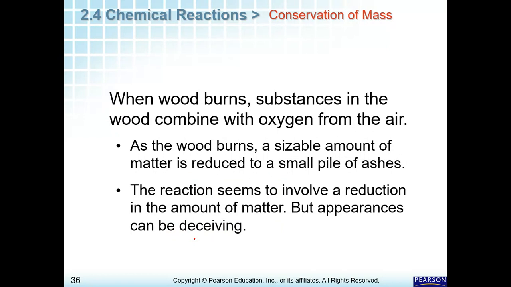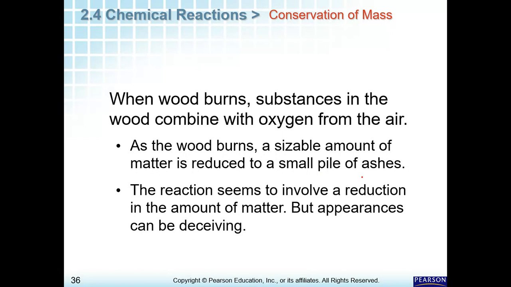Let's do an example that we used when we talked about chemical changes. When wood burns, substances in the wood combine with oxygen from the air. So we know that we have those two things as reactants, wood and oxygen. As the wood burns, a sizable amount of matter is reduced to one of the products that we call ashes. Ashes is a very small amount compared to the vast amount of wood that we started with. This reaction seems to involve a reduction in the amount of matter, which means it appears that we have less matter than what we started with.